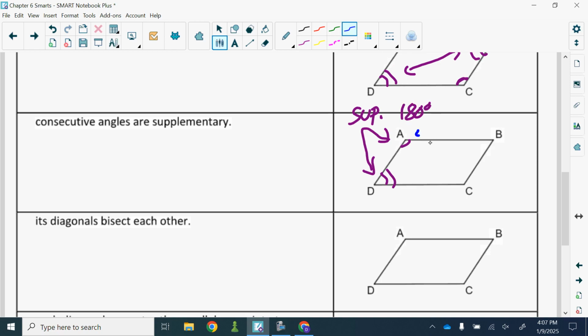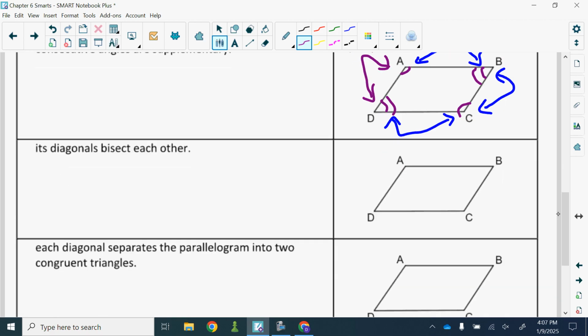And just to reiterate, A and B would also be consecutive angles, so would B and C, and so would D and C. Okay? And actually, if you tick mark them with which angle they are congruent to, that makes this kind of a lot more clear as well.